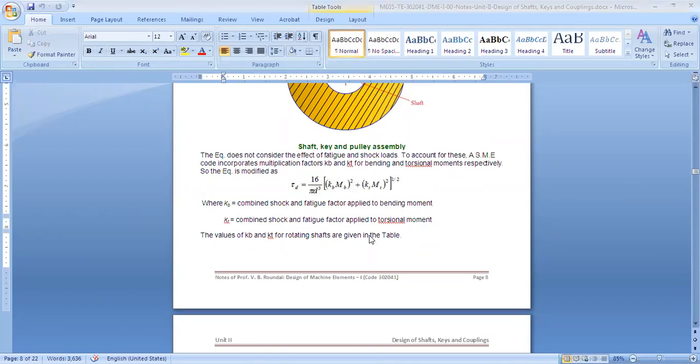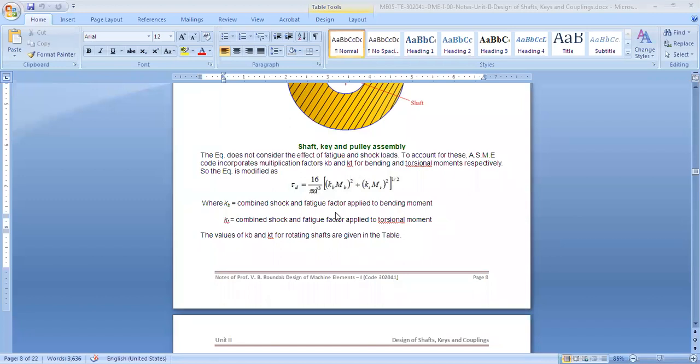So for bending moment and twisting moment, they have come up with these factors, because not all things are considered in a design. They have factors for shock and fatigue, because your shaft will undergo different kinds of shock and fatigue. To consider those, they have factors kb and kt. Kb is for bending and kt is for twisting. So whatever Mb you get, you will multiply that with your kb. It will be more than one.